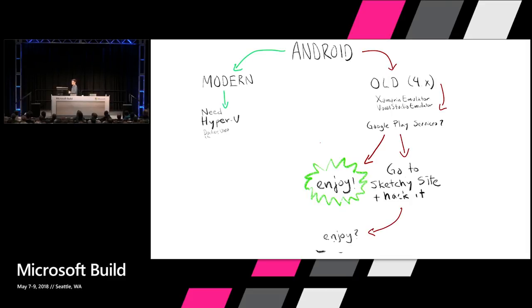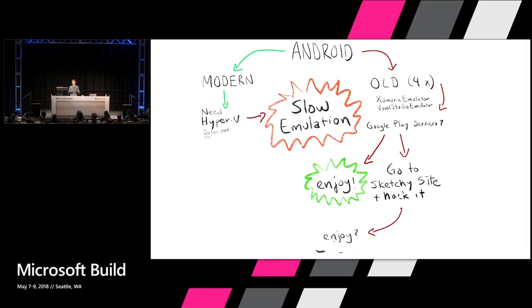So in the modern world, if you wanted to use a modern version of Android, then you had to ask yourself, do I need to use Hyper-V? Either because I'm running on Azure, or I'm using a VM, or I'm using Docker, or building UWP apps, or any of the reasons why you would use Hyper-V. And if you had to do that, then you ended up in your slow emulation mode. And this is the 4-minute, 8-minute just to start up the emulator. And then typing is pretty bad.